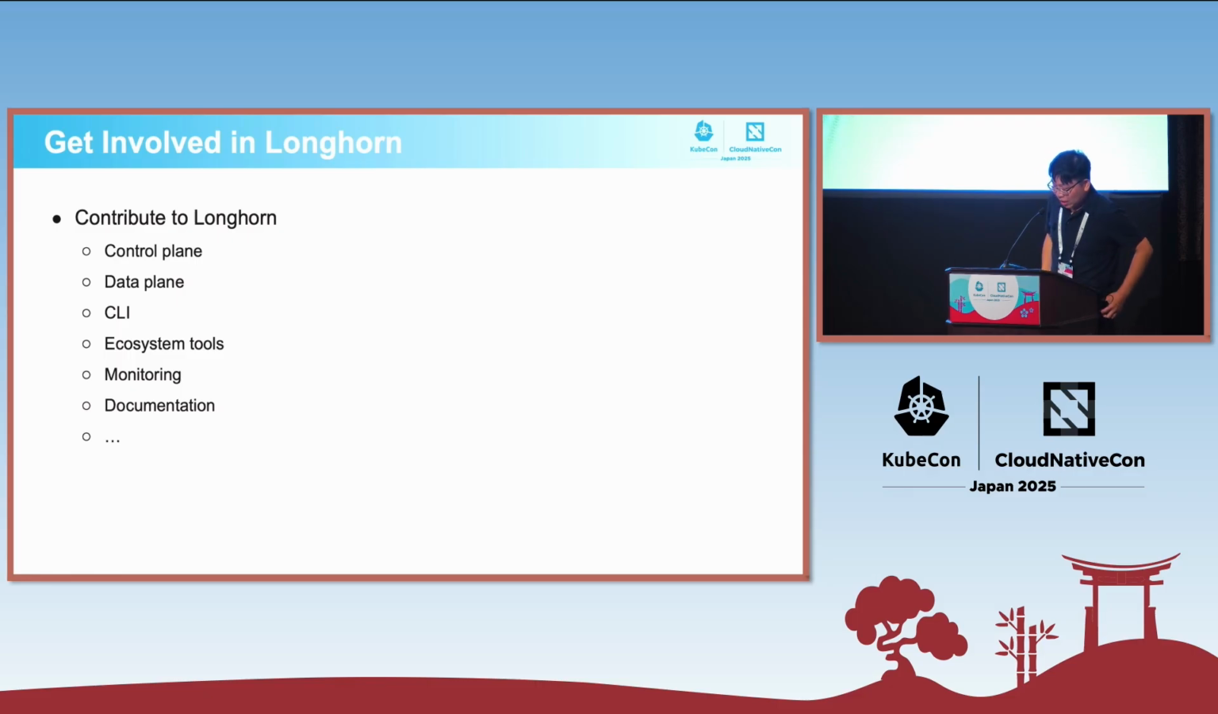Okay, and we currently want to move Longhorn forward. So if you are interested in Longhorn, you can get more involved. You can contribute to Longhorn, for example, the control plane, data plane, CLI, ecosystem tools, monitoring, documentation. So we welcome any contribution from our community.